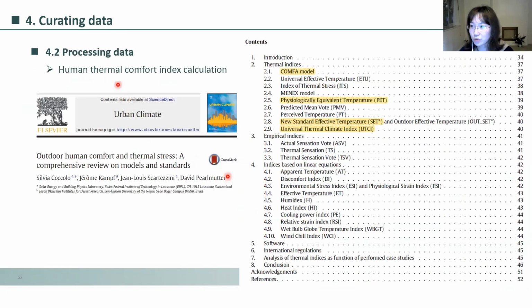Some researchers would like to use a human thermal comfort index in their study, and the PET, SET, UTCI, and the COMFA model are the most commonly used ones. And in my opinion, I would like to recommend COMFA because COMFA can describe the heat flows of energy to and from a person in detail. And please remember to elaborate the reasons for choosing your index, and I would like to recommend this review paper, because this paper has summarized the characteristics of all the human thermal comfort indices.